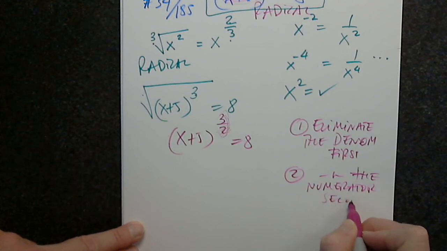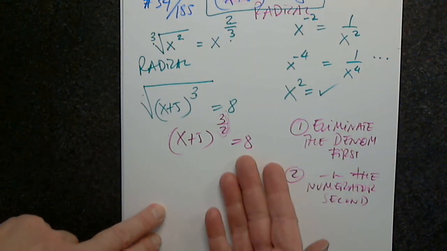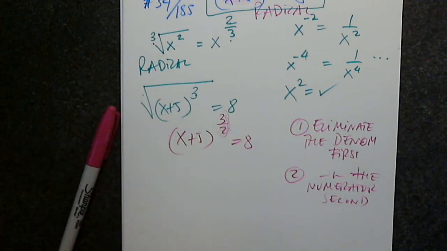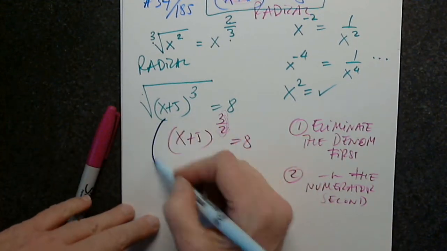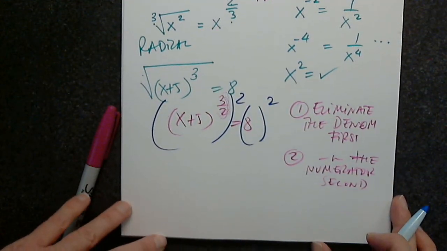Second. First, the denominator. Second, the numerator. Okay. What should I do to both sides to eliminate this? Square. Yes, thank you. I have to square both sides. Remember, I square, I have to check, right?